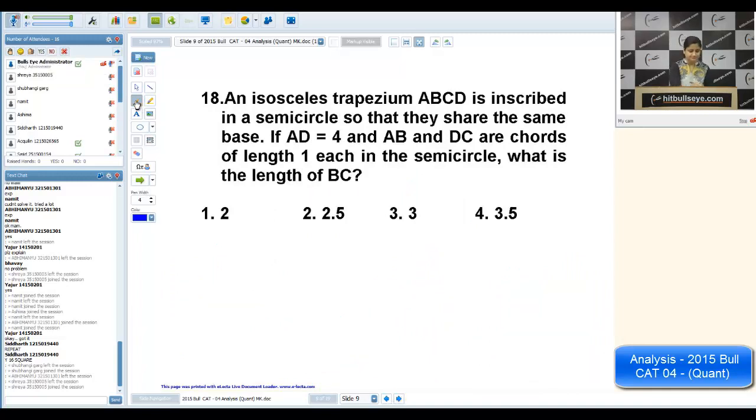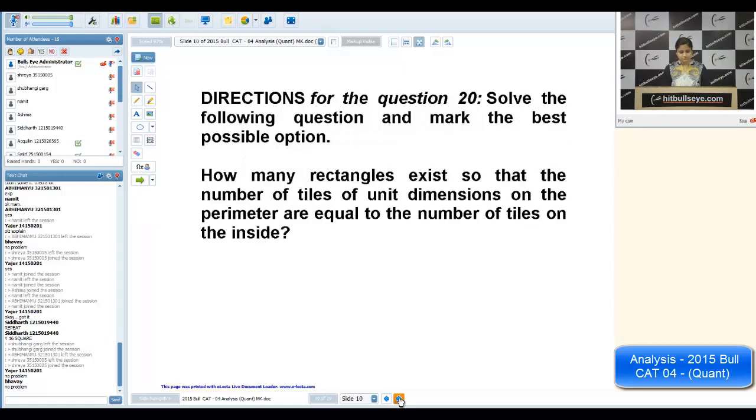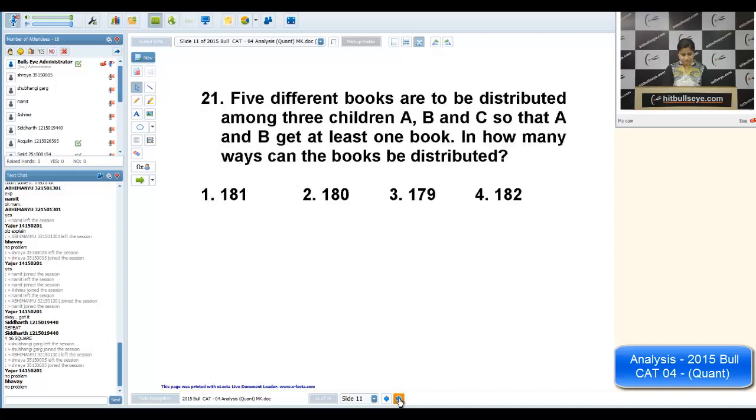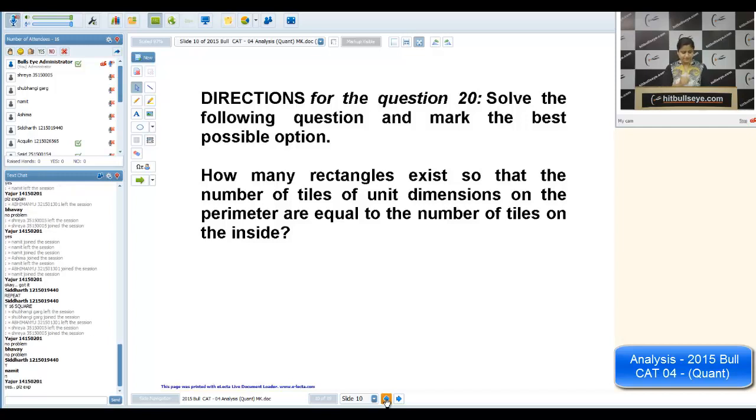Question number 18. Okay, very good. I'm skipping this question. Please be quick in responding. Yes, question number 20. How many rectangles exist so that the number of tiles of unit dimension on the perimeter are equal to the number of tiles on the inside? Any problem in question number 20?